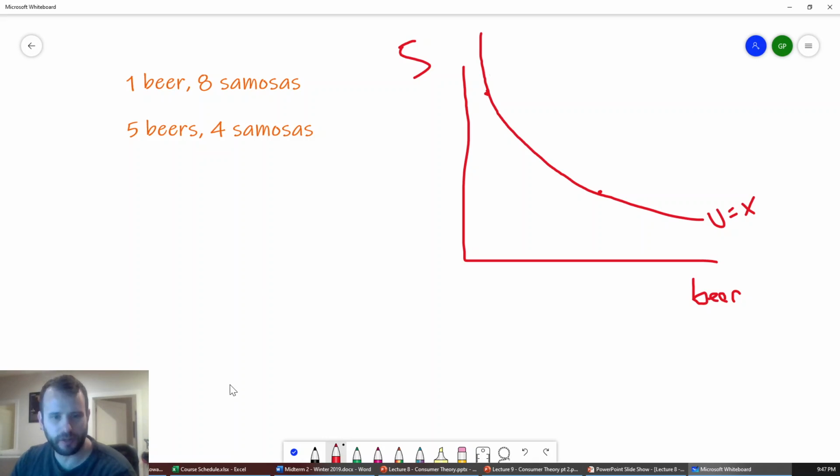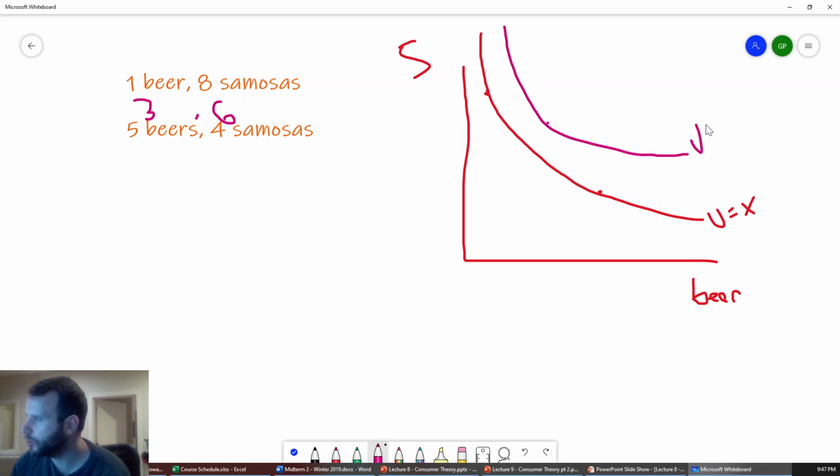And like I said, there might be a third point somewhere in between. So let's say it's 3, 6. Well, we'd expect that to be on a higher indifference curve, right? If we went to 6 samosas, you'd be down here, but 3 would be over here. We'd expect that to be on a higher indifference curve. Your utility is greater than x. But that was just to explain the shape of the curve. Let's stick with just the one curve for now.